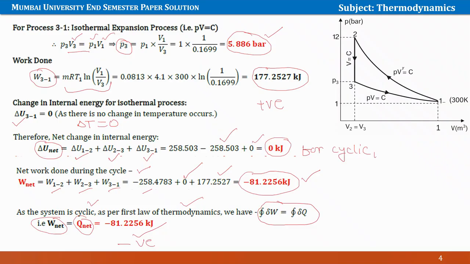So this is how we can calculate the numerical. We have calculated Q net, we have calculated W net, we have calculated P3, and we have calculated delta U net. This is how we can calculate the values from the given numerical.